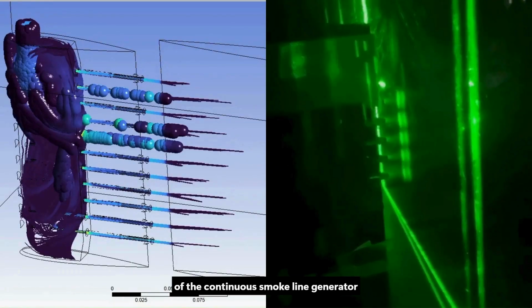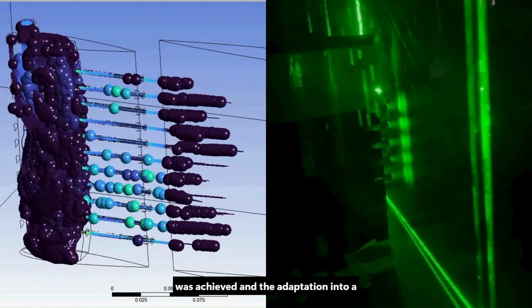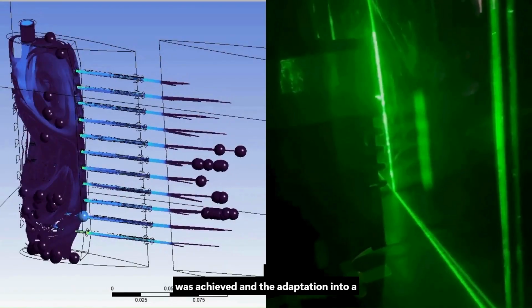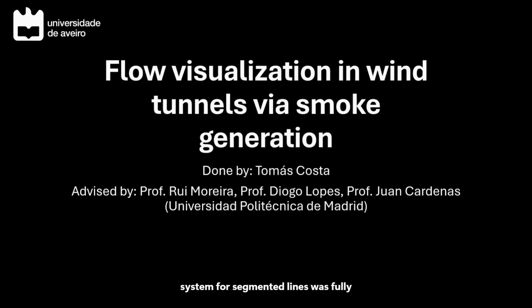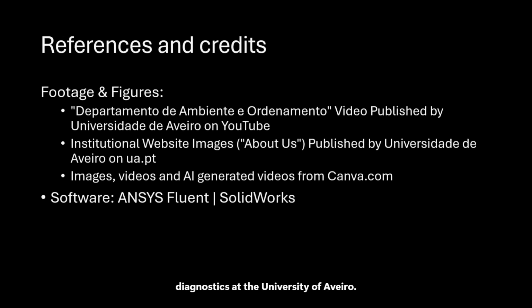Ultimately, the development of the continuous smoke line generator was achieved, and the adaptation into a system for segmented lines was fully validated. This project provides a robust, low-cost tool for aerodynamic diagnostics at the University of Aveiro.